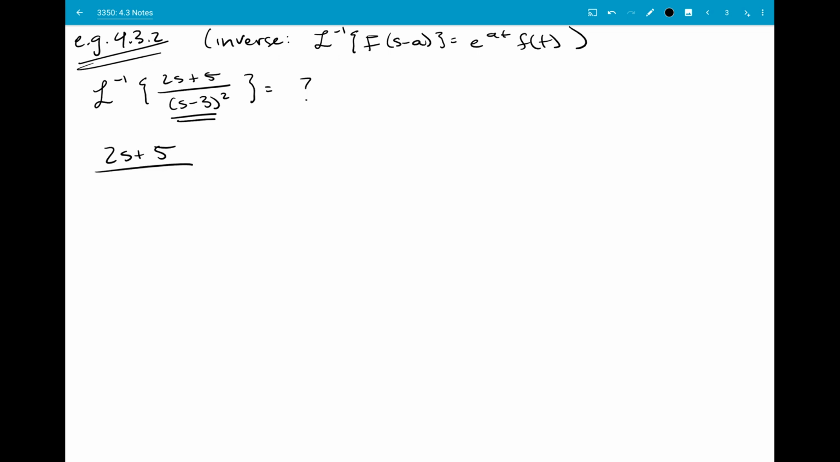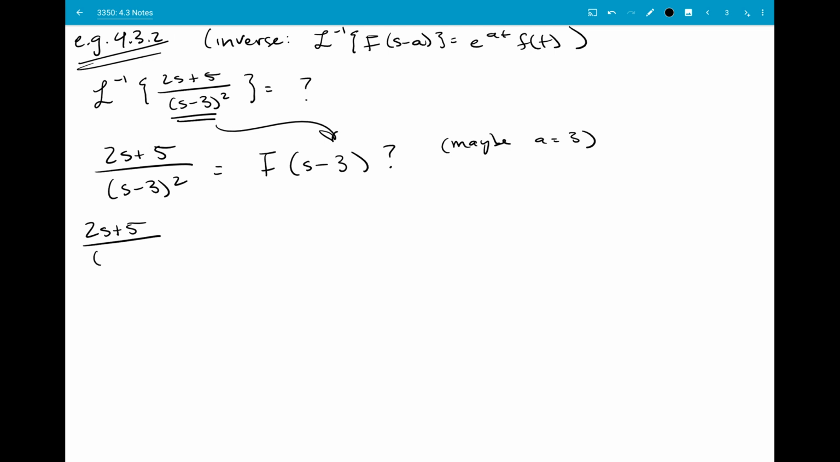So we think maybe (2s + 5)/(s - 3)^2 is equal to some F(s - a). And since we see s - 3, maybe we think that this is some capital F of s - 3. And we're just going to try to shape this fraction that we started with so that it looks like things that have terms s - 3 all over the place. So what we've just said is maybe a = 3.